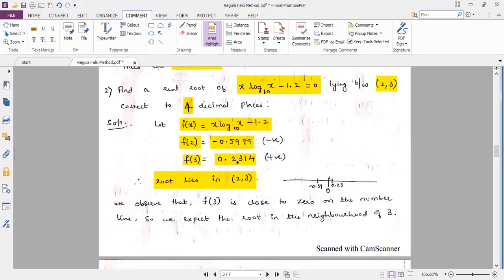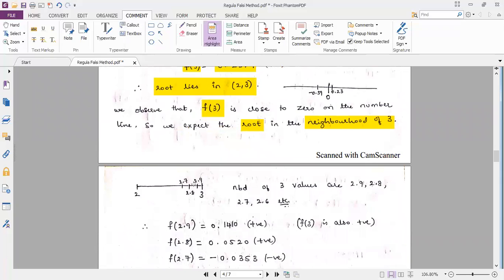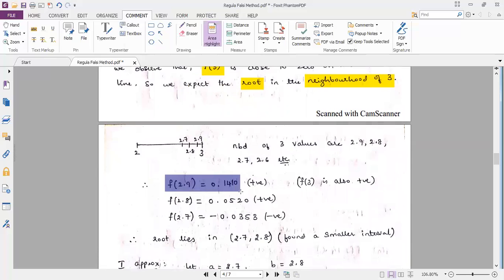So we observe that f of 3 is close to 0 compared to f of 2. Since f of 3 is very close to 0, we expect the root in the neighborhood of 3. Now the neighborhood of 3 values are 2.9, 2.8, 2.7, etc. in the decreasing order. So let us find out f of 2.9. F function stands for the given equation x log x to the base 10 minus 1.2. So f of 2.9, substituting x as 2.9, we obtain 0.1410, which is a positive value.